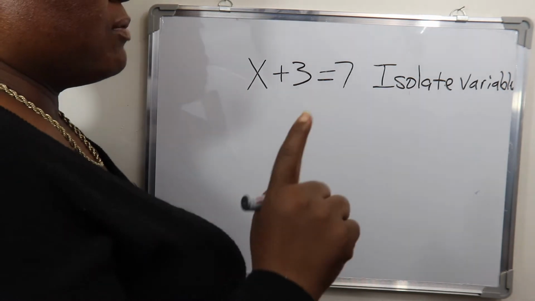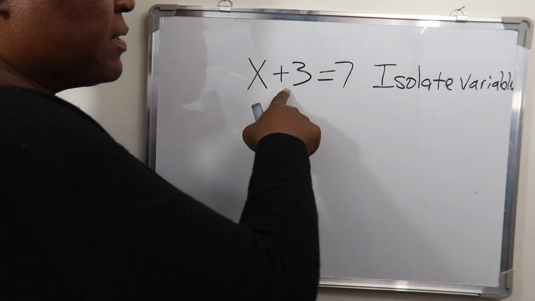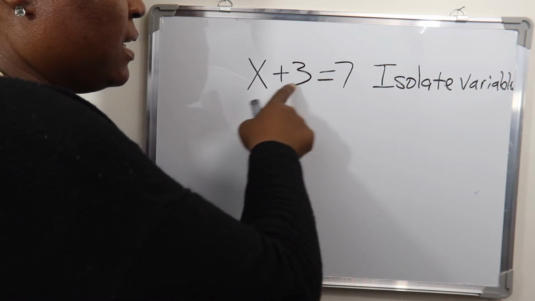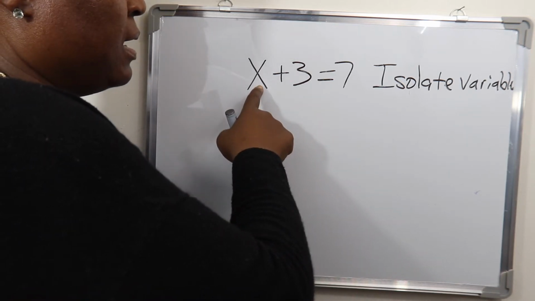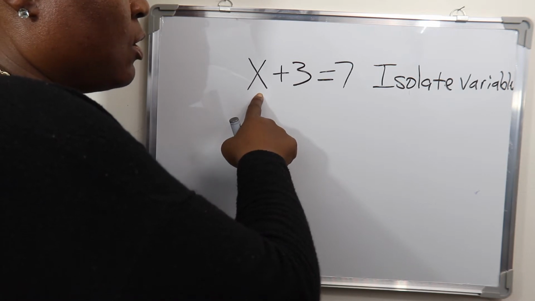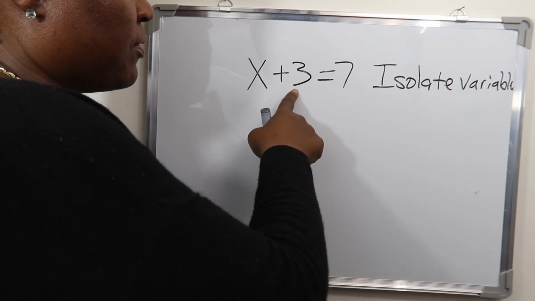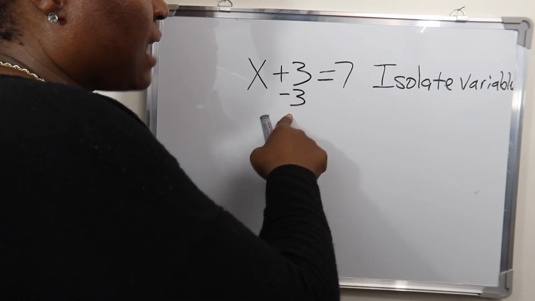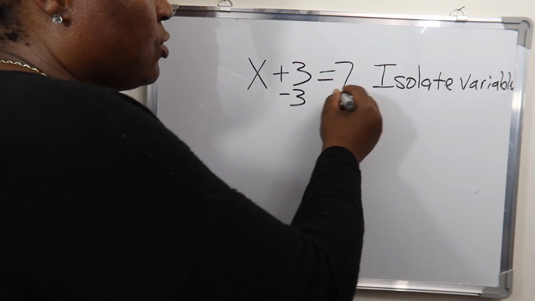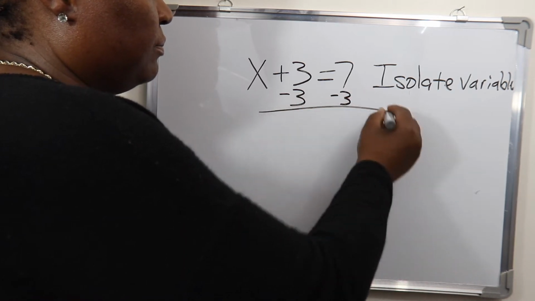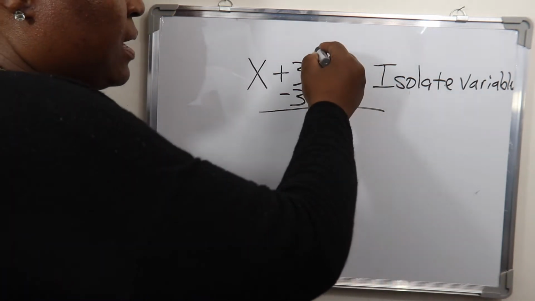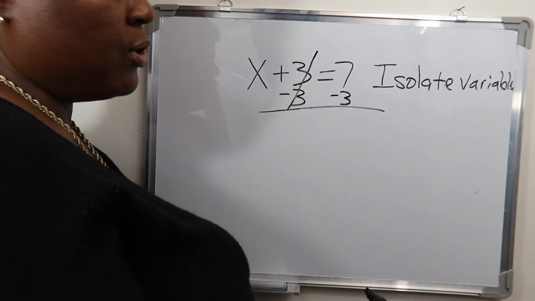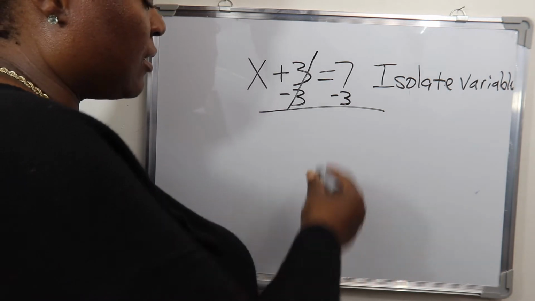All right, so if we want to isolate the variable, we have to find the opposite of positive 3, because it's 3 that's keeping x from being isolated. So the opposite of positive 3 is negative 3. And what we do on the left side of the equal sign, we have to also do on the right side of the equal sign. Over here it becomes a 0, because if I have $3, but I owe you $3, I have $0.